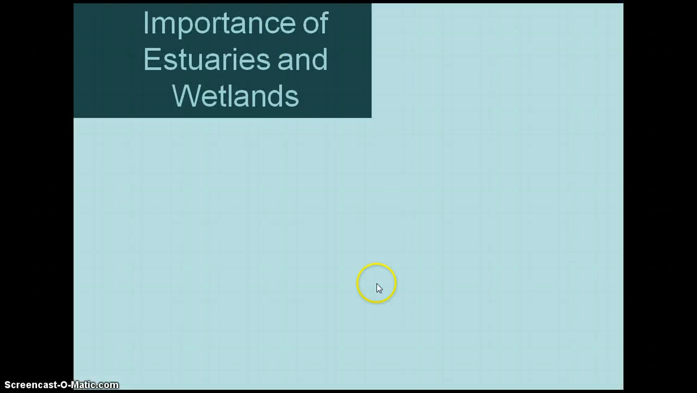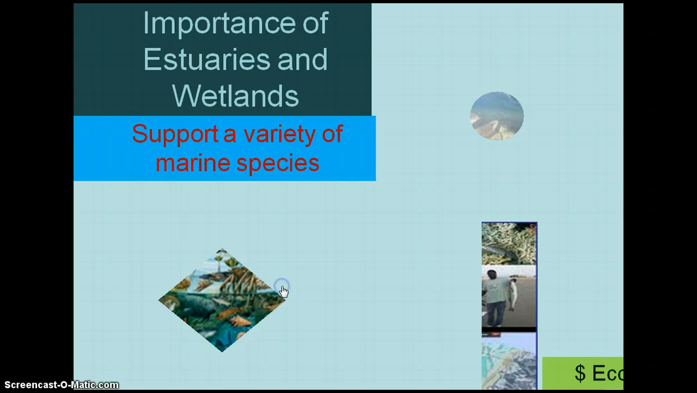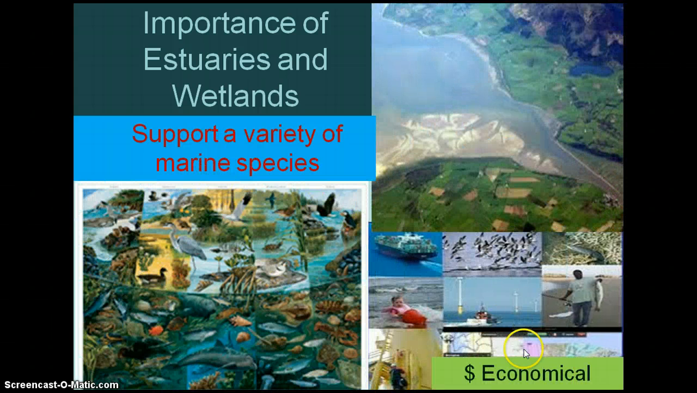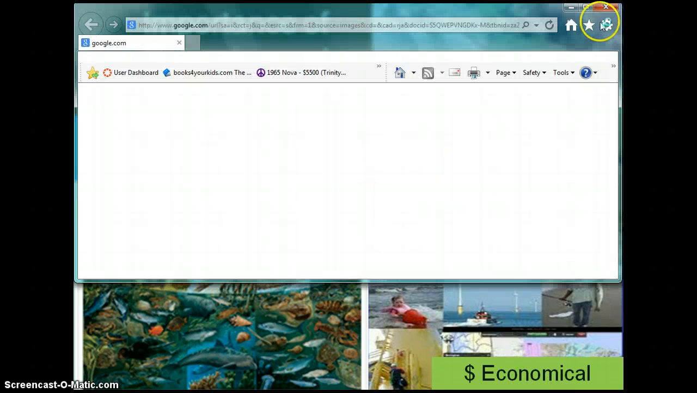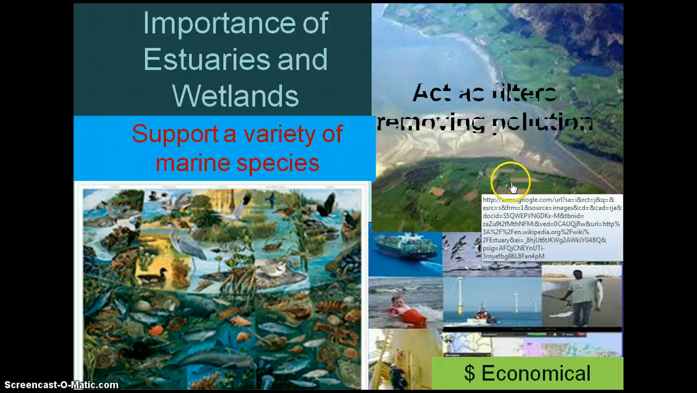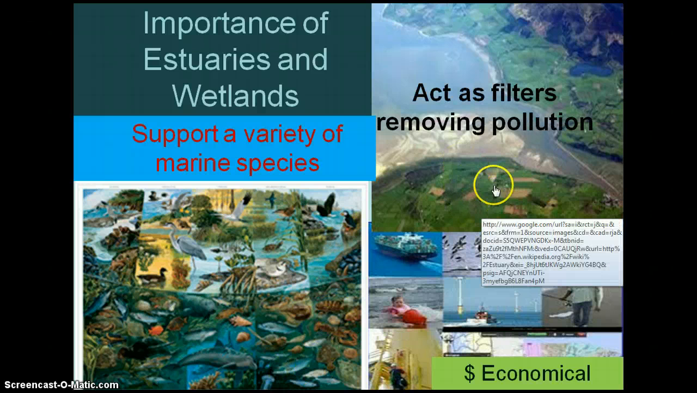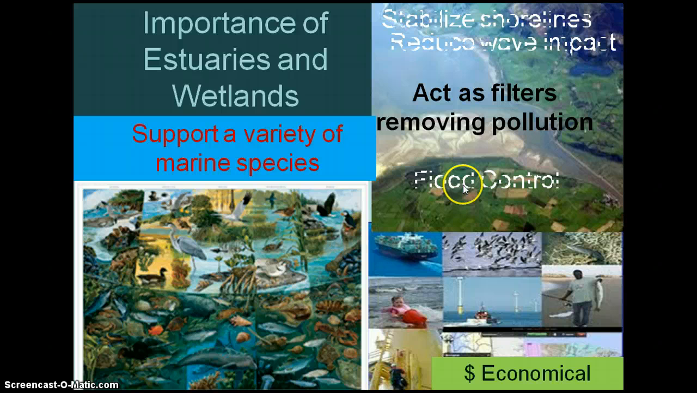Now, the marine environment is important in every area. Intertidal zone, neritic zone, open ocean. But the estuary has specific importance that's a little bit unique. Just like the ocean, it supports a variety of species, and it's good for the economy. But it also does unique things, like it acts as a filter. It stabilizes shorelines, reduces wave impacts, and also prevents flooding.